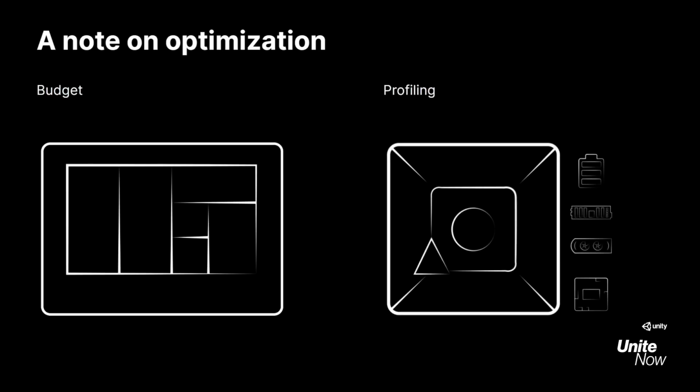I guess I can summarize optimization in two words. One being a budget, and the other one being profiling. Budget, meaning the resources and constraints such as memory, resolution, time, even money. And profiling, meaning the process of measuring the usage of that budget, knowing and understanding how far we are from using all these resources that we have.